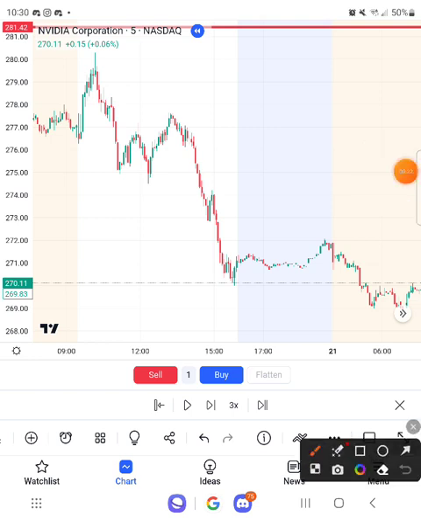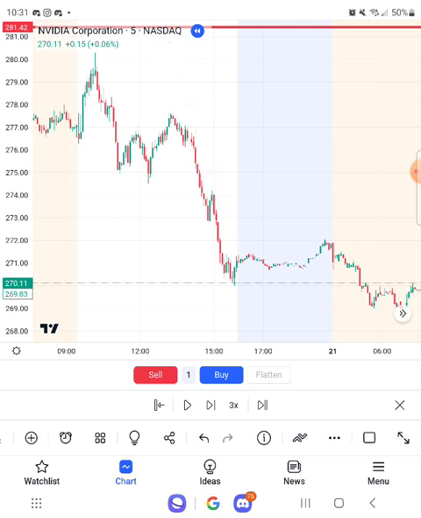All the tech stocks are grouped into the NASDAQ. The NASDAQ has big stocks like Apple, Amazon, Tesla, Microsoft, all are part of NASDAQ. So here, NVIDIA, a tech stock, is part of the NASDAQ.